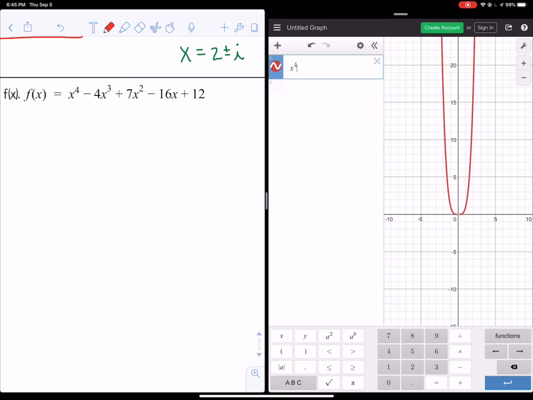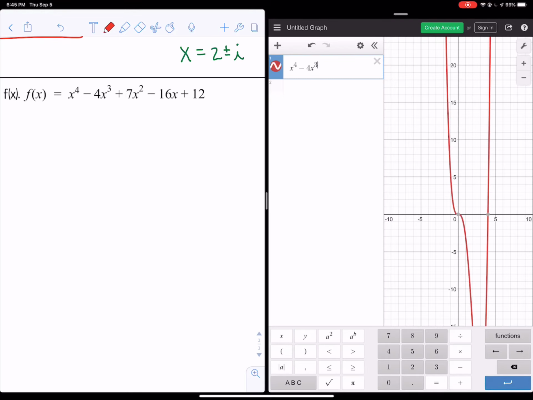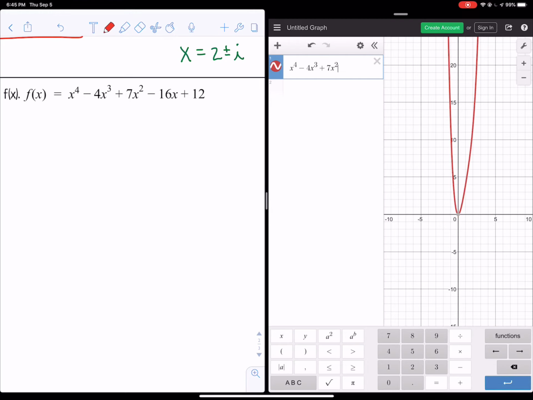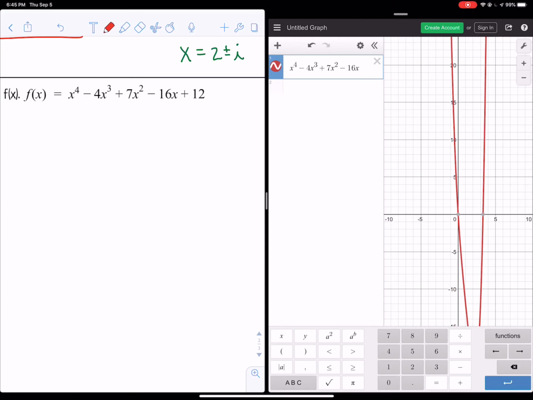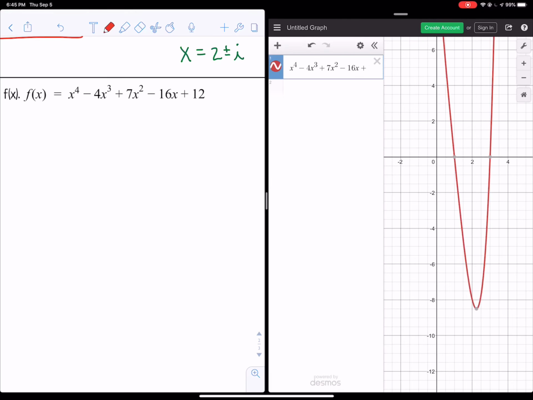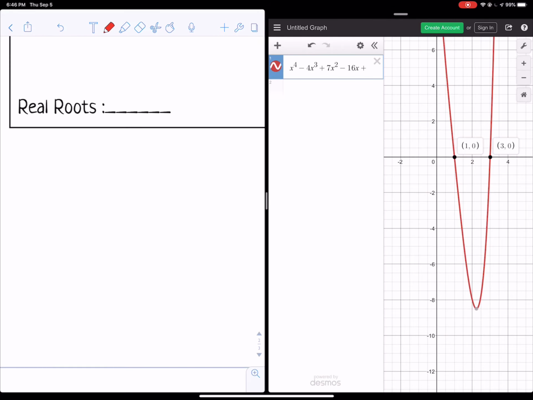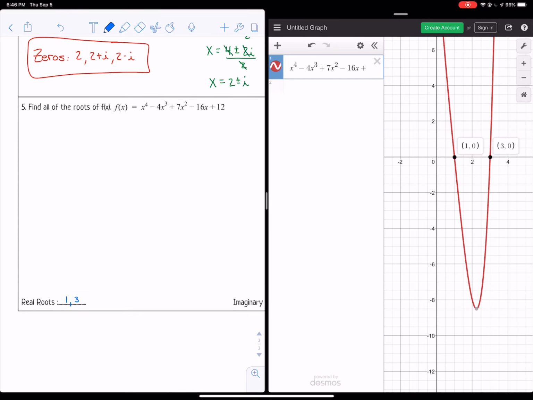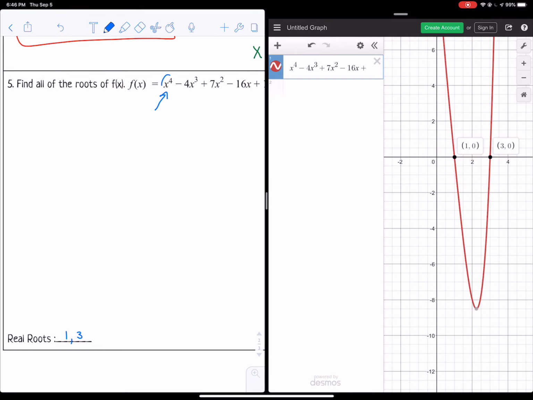So, x to the 4th minus 4x cubed plus 7x squared minus 16x plus 12. Voila, we have 2 real roots. There's one at 1 and one at 3. So you can go right over here where it says real roots and write 1 and 3. You've already got 2 out of the 4 roots you're looking for. How do I know there are 4? It's because there is a highest degree of 4 in this polynomial.